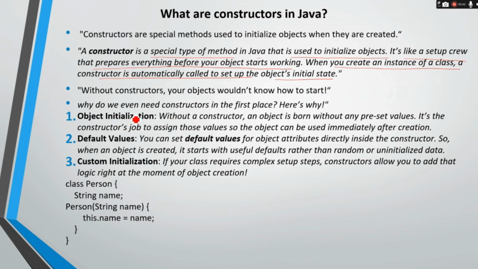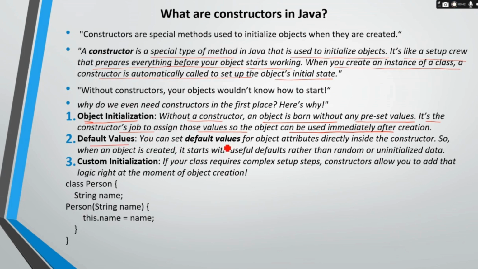Now, why should we use a constructor? Here we can see there are some basic uses of the constructor. The first one is object initialization. What it means is, without a constructor, an object is born without any preset values. It's the constructor's job to assign those values to the object so it can be used immediately after creation.